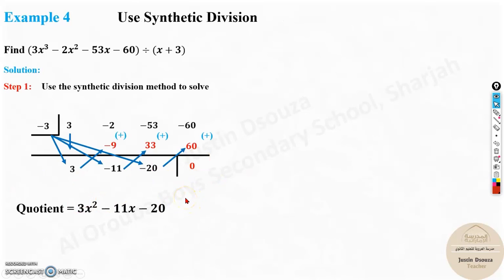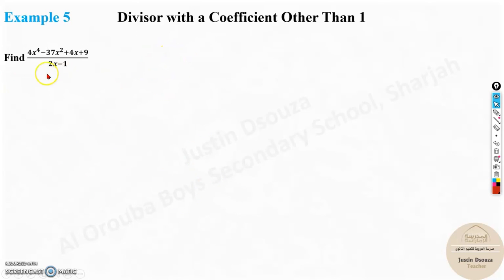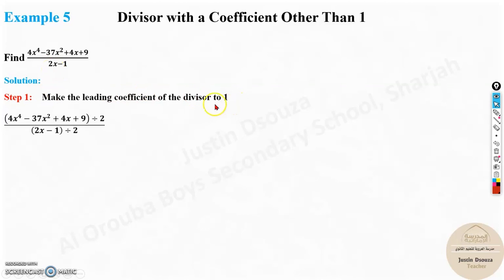Now let us see another problem where it is not so simple. The binomial is not so simple. Over here we have degree 1, yes, but we have a coefficient of 2. What do we do now? Don't worry, you should just divide everything by 2. So you will get this as x. Over here, the leading coefficient of the divisor is not 1, so you need to make it 1. How do you get it? Divide everything by 2.